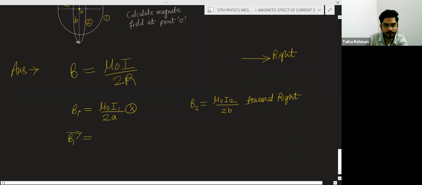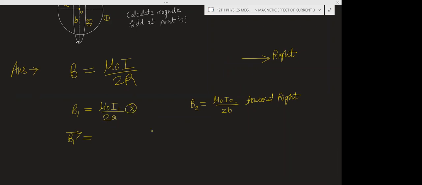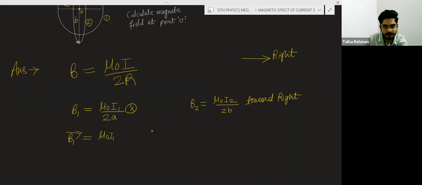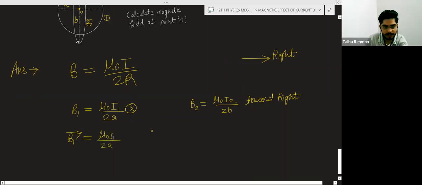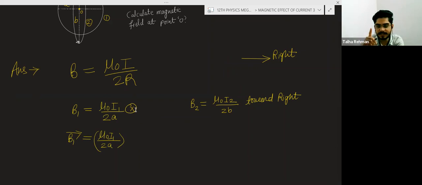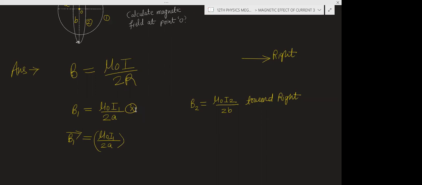V1, you will write first the magnitude. This is the magnitude now, this value. So this is mu naught I1 divided by 2a, and this direction represents the inverse direction, and inverse means negative z axis. For negative z axis, what is the unit vector? Just check your notes if you don't know.